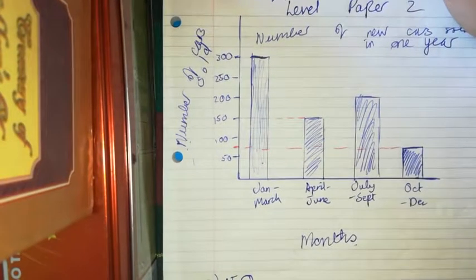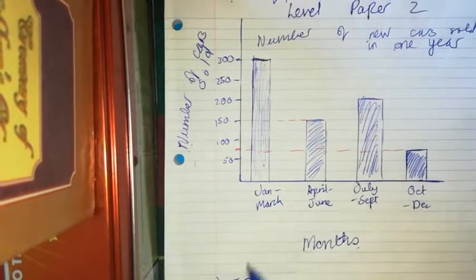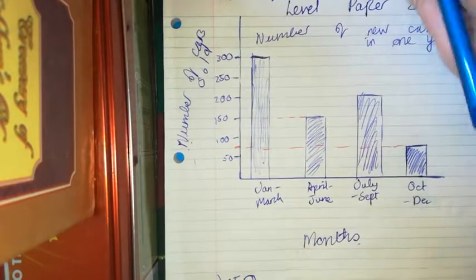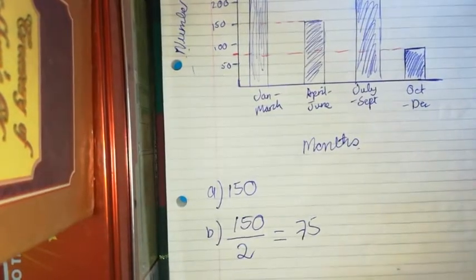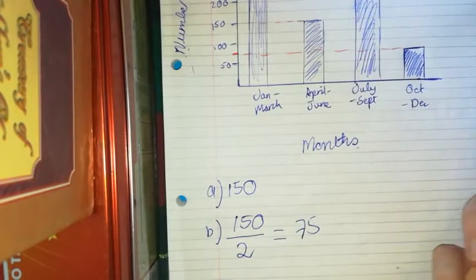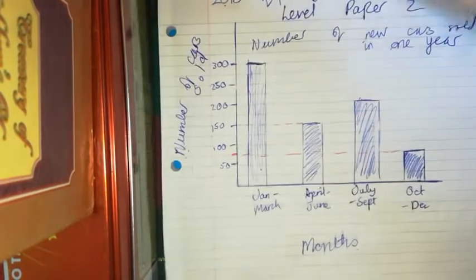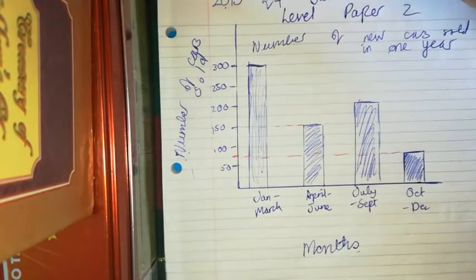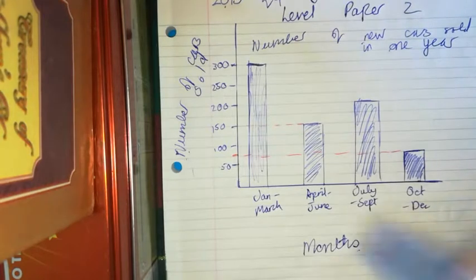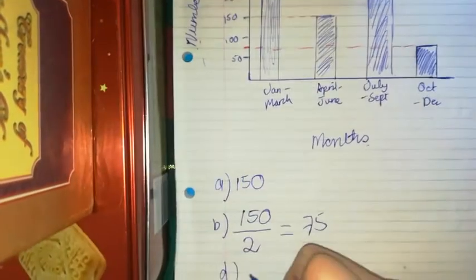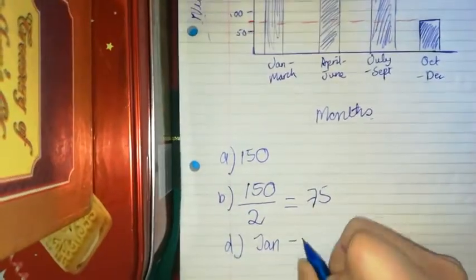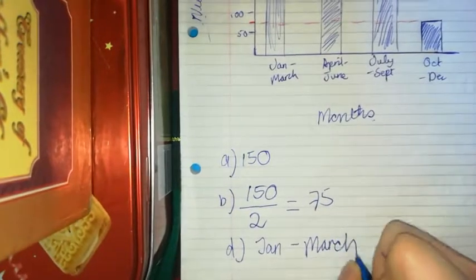So then part D is, when was the most new cars sold? They give me a few boxes, and they asked me to pick which month was the most new cars sold. So even just looking at my diagram, the most new cars were sold in January to March. So part D, I would say the most new cars were sold from January to March.